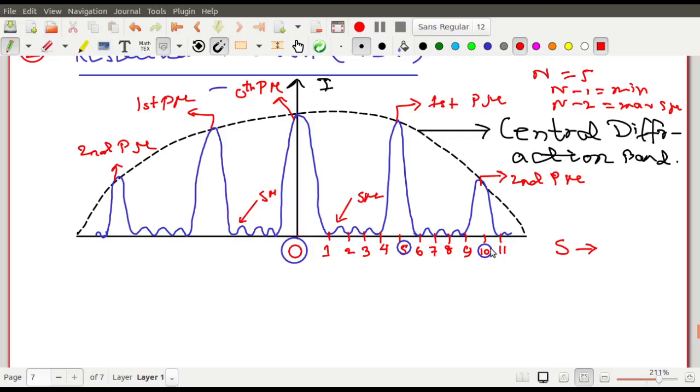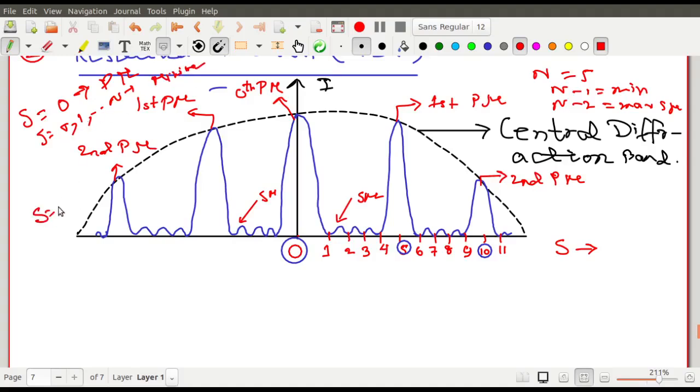So what did we say? Which values of S are not possible. S0 gives you what? It gives you the principal maxima. Then 1 up to n minus 1. In my case n minus 1 is 4. Up to 4 it gives you minima. This is the most important condition.